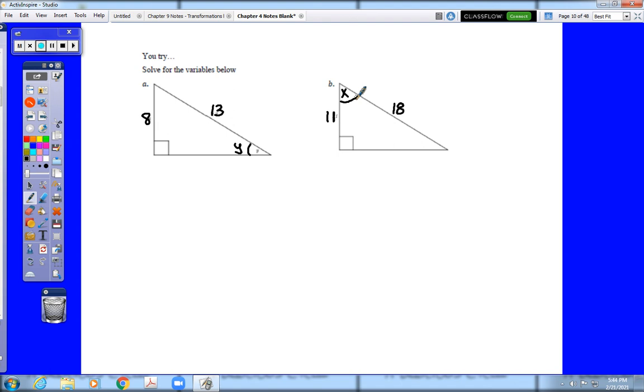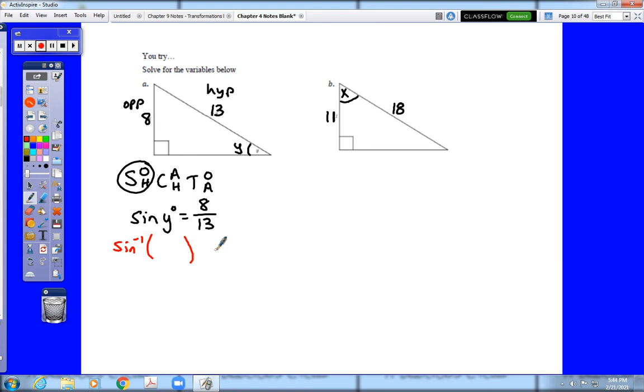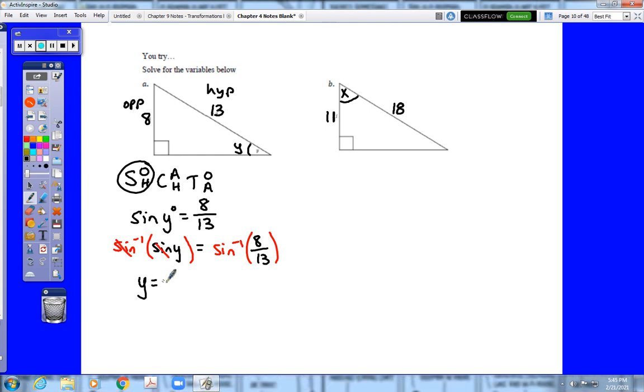In the first one, we need to be relating opposite to hypotenuse. So when we're looking at this and we're trying to figure out which trig function we should be using, we are dealing with opposite and hypotenuse, which means it's a sine problem. The sine of y degrees equals opposite over hypotenuse. Then we would take the inverse sine of each side. So the inverse sine of the sine equals the inverse sine of 8 over 13. Once again, inverse sine and sine cancel, leaving us with y equals the arc sine of 8 over 13.